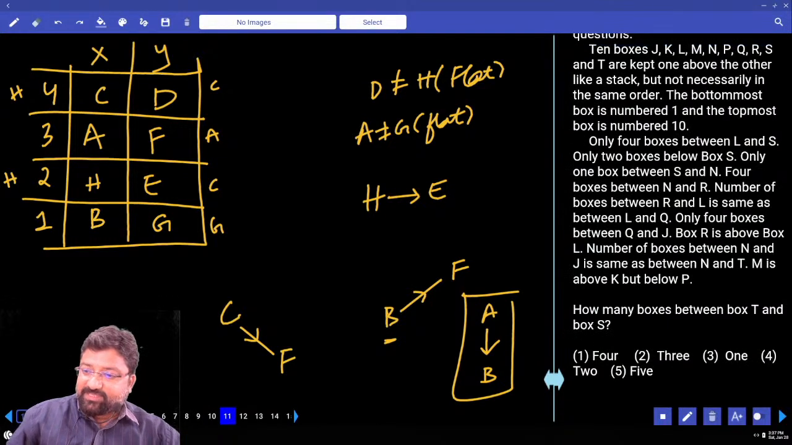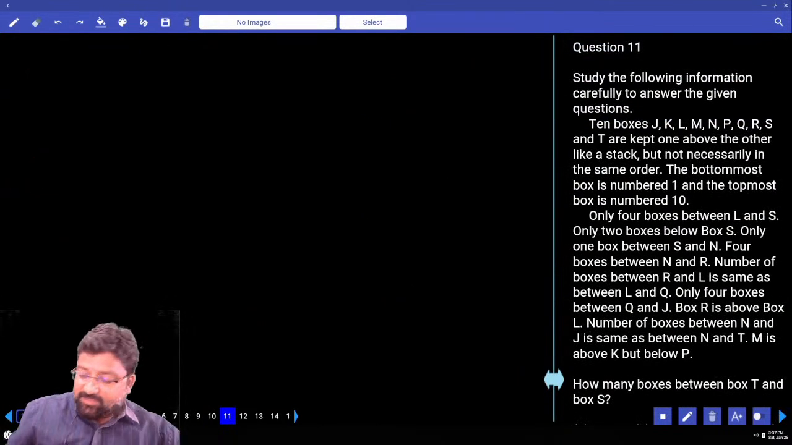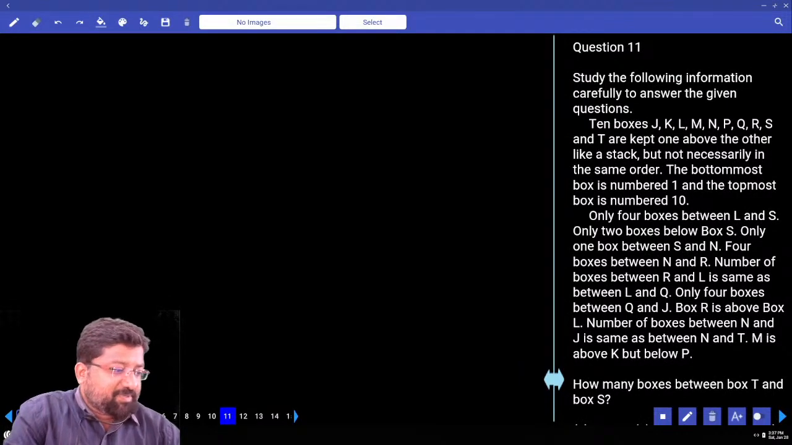Question number 11, I think this is a different one. Let's go for this. It's also a puzzle, and this paper is full of puzzles. They're almost like four to five puzzles.